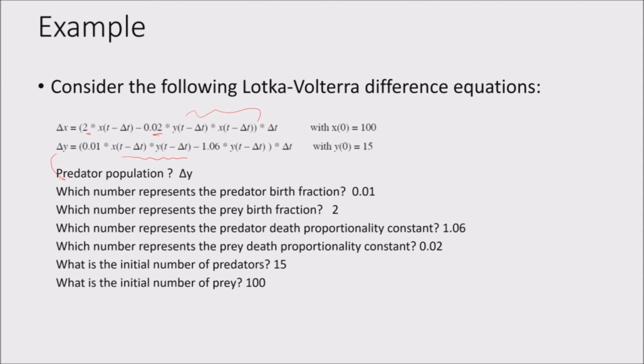In this case, the second question asks the number representing the predator birth fraction. So what is the birth fraction? The births minus deaths is always like that, so this one right here is the birth fraction. And the number representing the prey birth fraction is always like this. That is how we say the change of population is always equal to birth minus death.